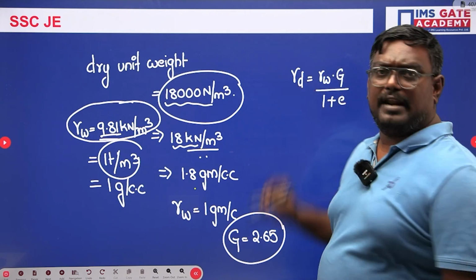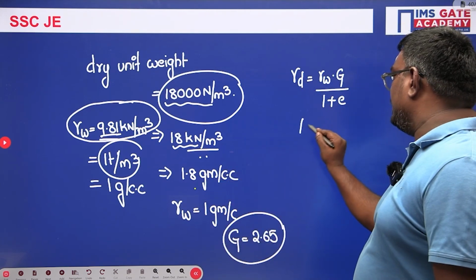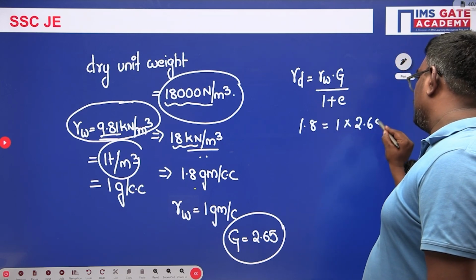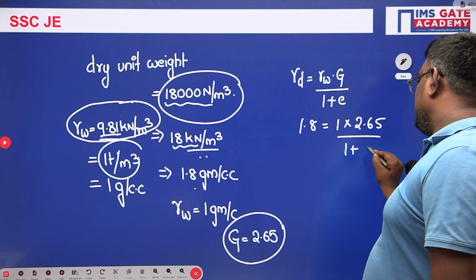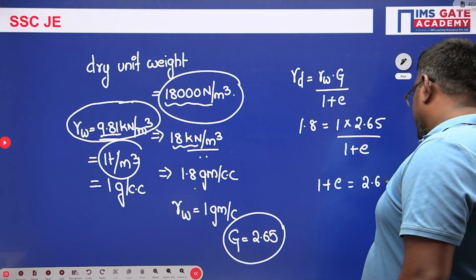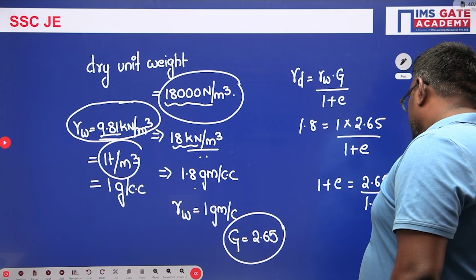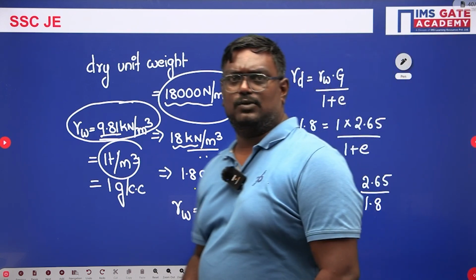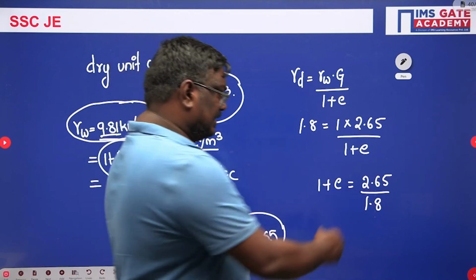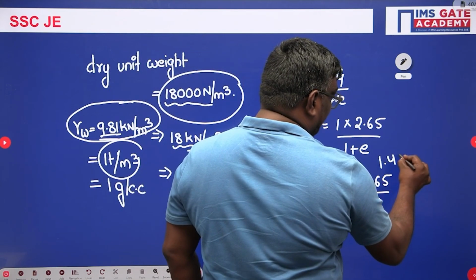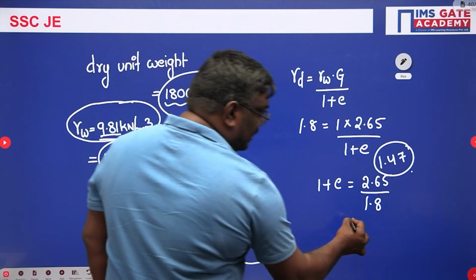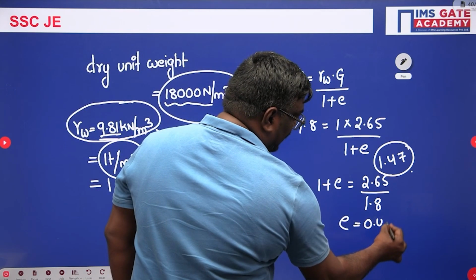Here what is the dry unit weight, sir? You can take it as 1.8. So 1 into G, G is how much, students? 2.65 divided by 1 plus e. So here 1 plus e can be written as 2.65 divided by 1.8. So here, see students, this will be equal to roughly around 1.47. Now what will be the void ratio here? Void ratio will be equal to 0.47.